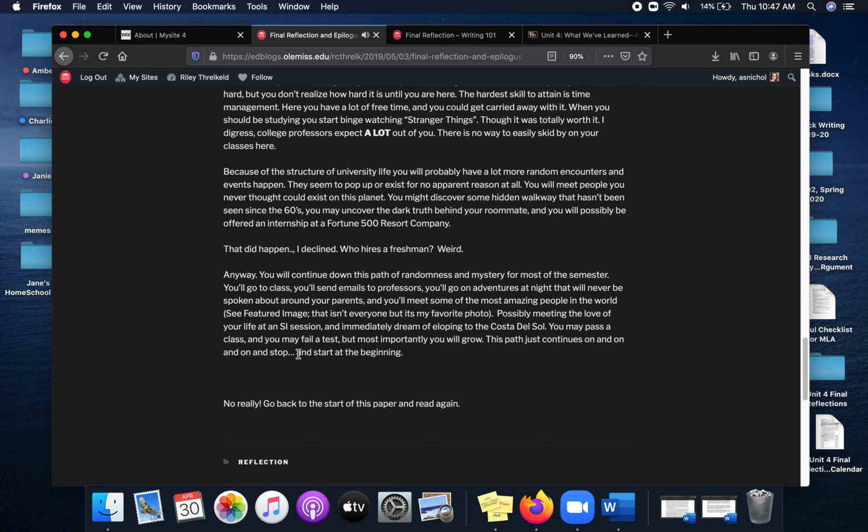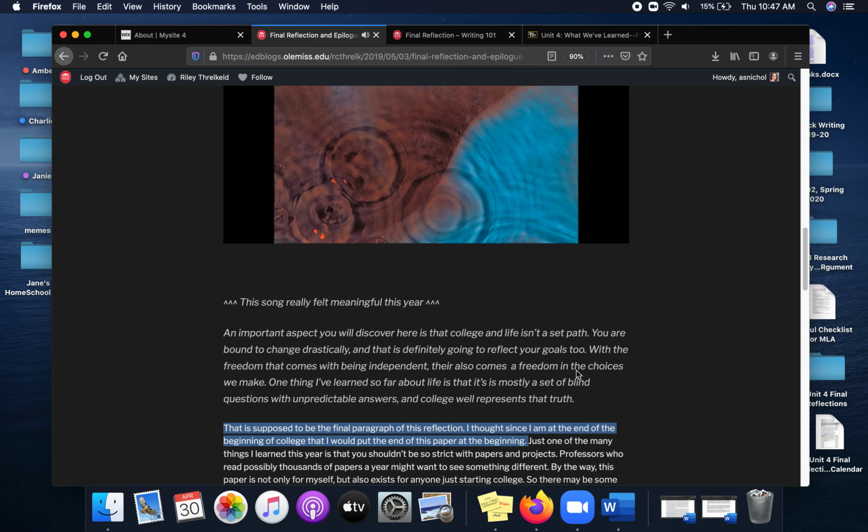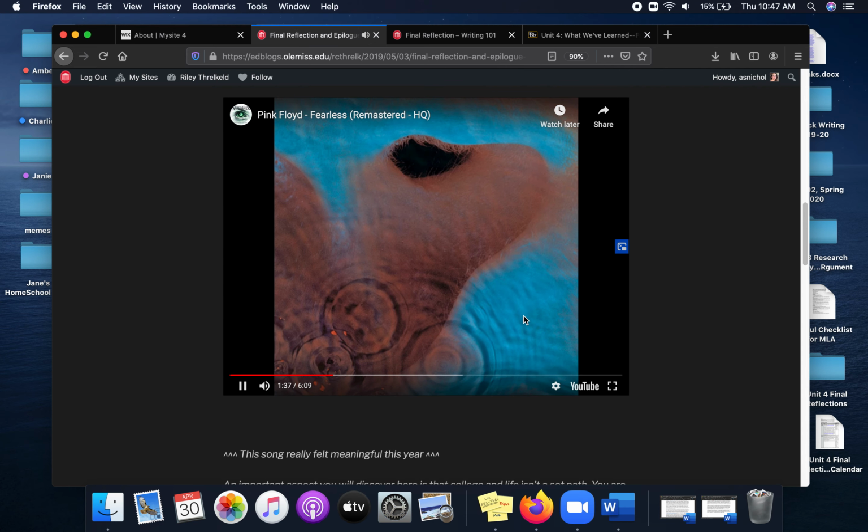you may pass a class, you may fail a test, but most importantly, you'll grow. This path just continues on and on and on, and stop and start at the beginning. And he says, no, really, go back to the start of this paper and read again. And so, again, that start of his paper is ultimately the conclusion of the paper, too, which is just so interesting and fun, and so very much like Riley. It was just sort of his personality.